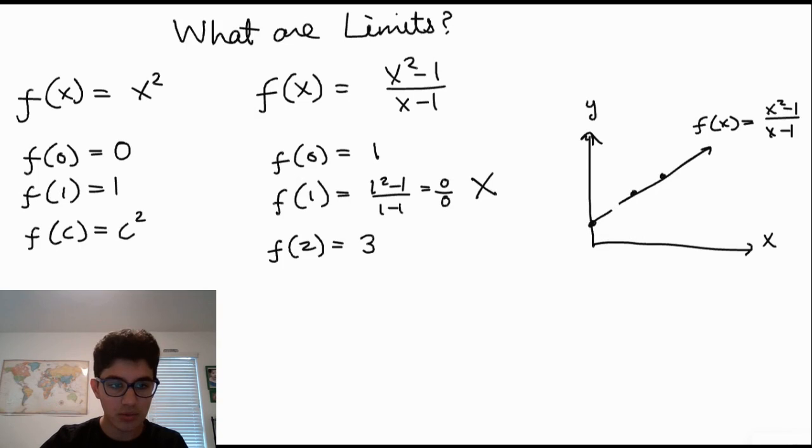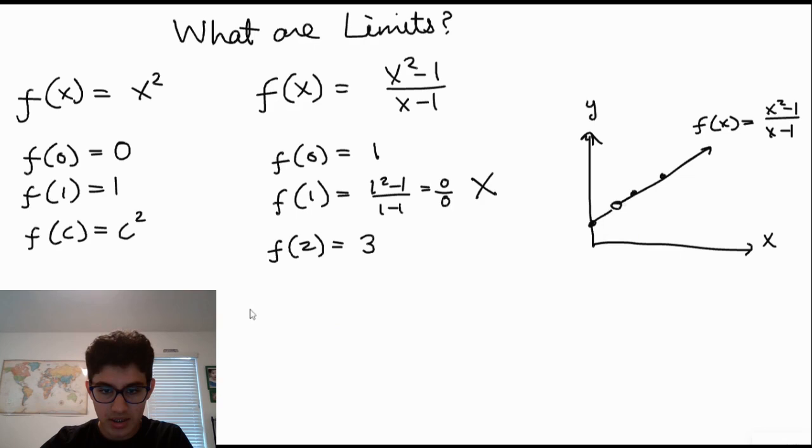So even though we know it doesn't exist at x equals 1, is there some value that it goes towards? Does it approach something? As x goes to 1, does f of x approach something? And that's the real motivation for limits. And that's exactly what limits allow you to do. They allow you to find that something.